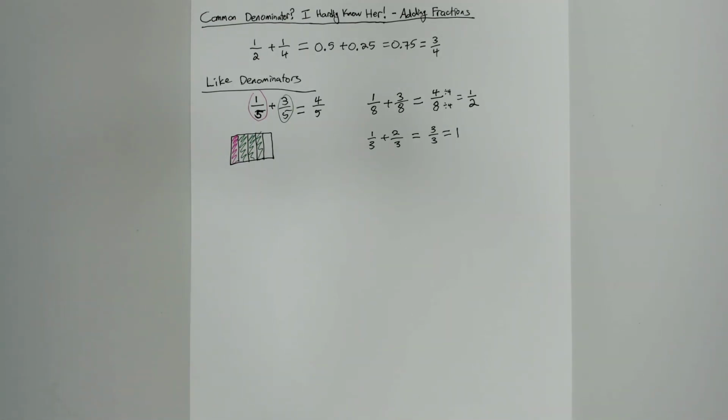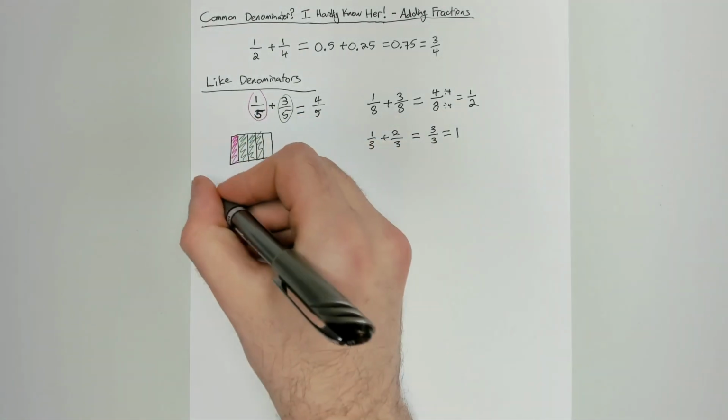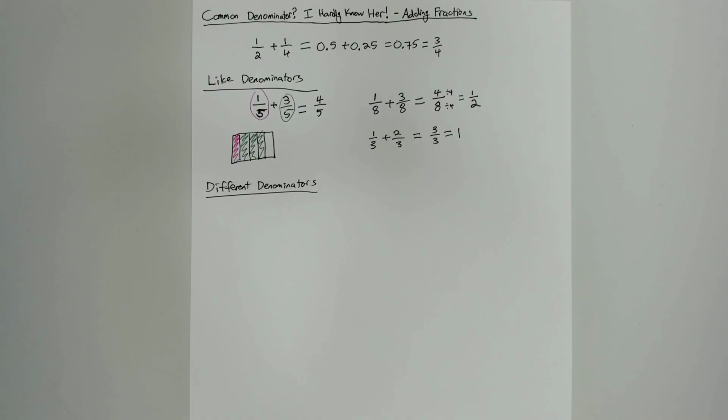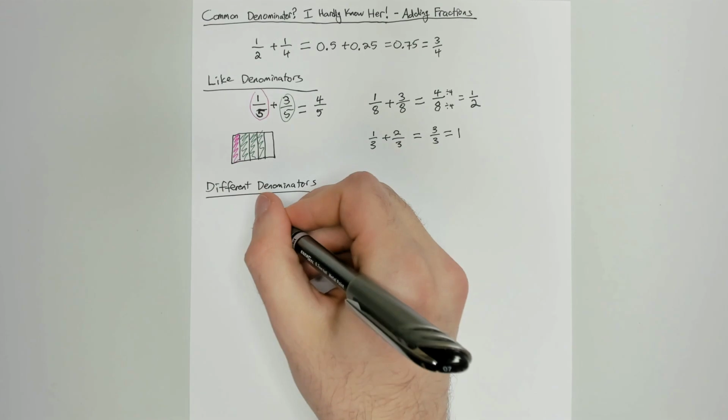So now what if we didn't have common denominators? What if we didn't have the denominators where they're the same? So let's consider that. Before we do that, let me ask you something like this. Let's say I have 3 apples.